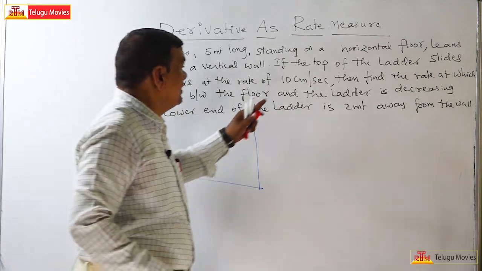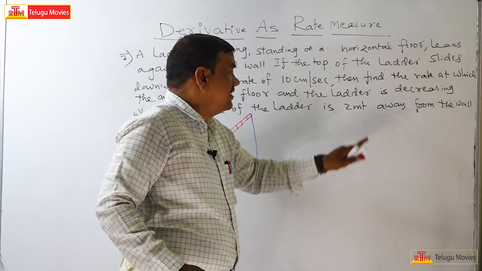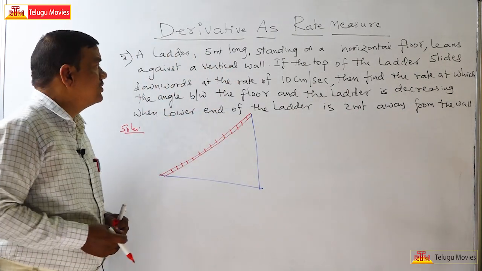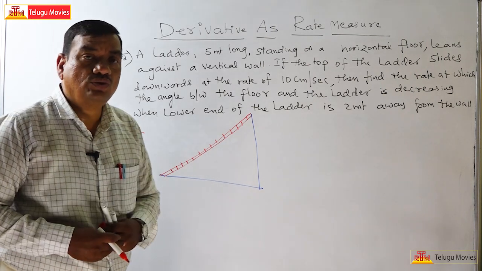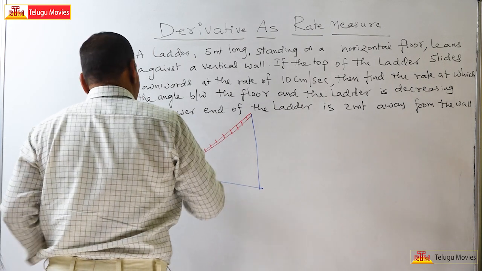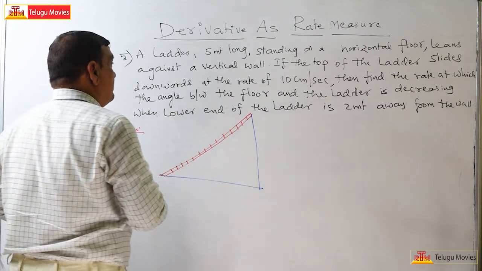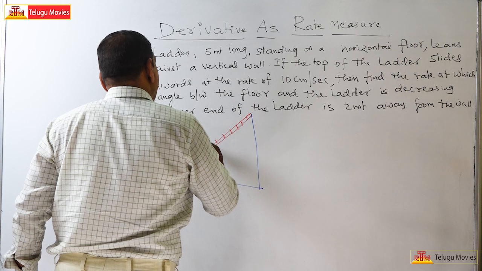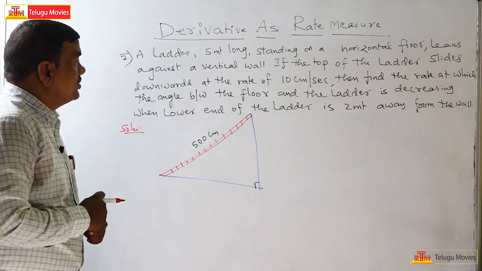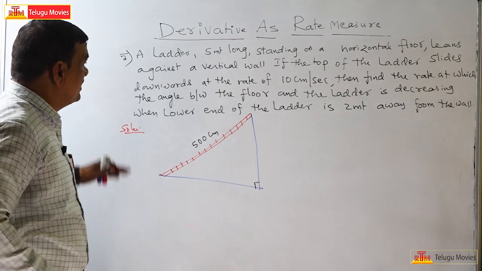5 meters, see here it is given in centimeters, and again it is given in meters. Let us convert the total into centimeters. So 1 meter is equal to 100 centimeters. Therefore 5 meters is equal to how much? This is 500 centimeters long. 500 centimeters. Okay. Standing on a horizontal floor, leans against a vertical wall.